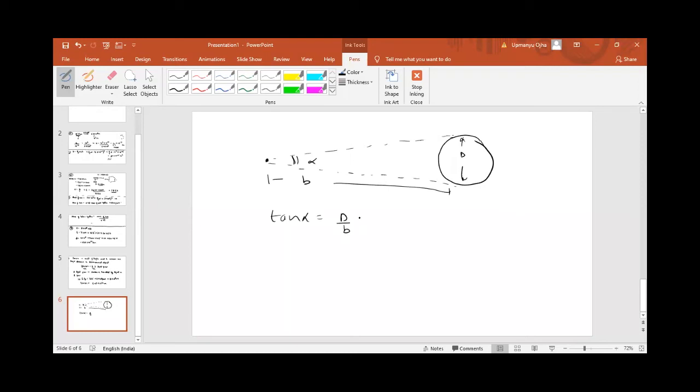Okay, this would be equal to d by b. And since angle alpha is very small, we can assume tan alpha is alpha only. So alpha would be equal to d by b. So from this expression, we can find the angle here. Now, what is parallax here?